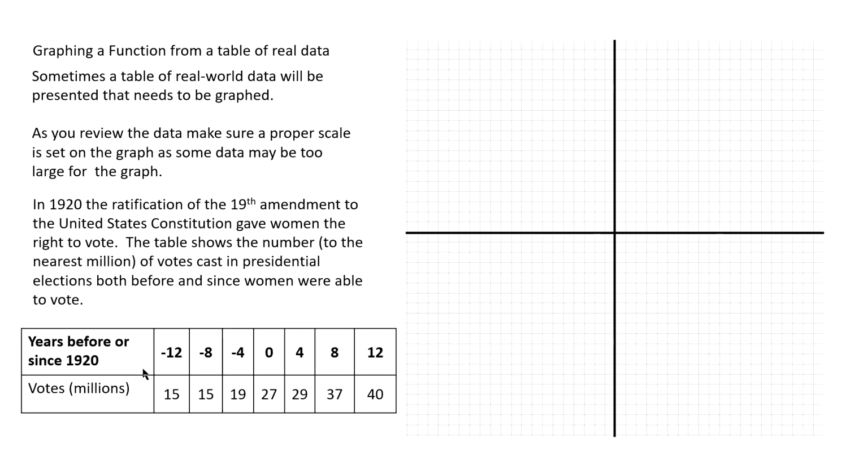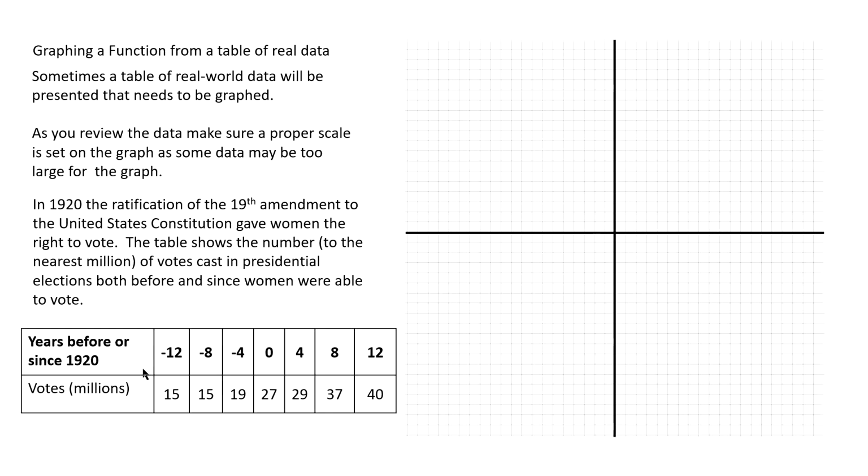So we have this example. In 1920, the ratification of the 19th Amendment to the U.S. Constitution gave women the right to vote. The table shows the number of votes per year to the nearest million for the 3 elections before 1920, the 1920 election, and then 3 elections after 1920. So we're basically looking from 1908 to 1932, those elections, and the number of votes.